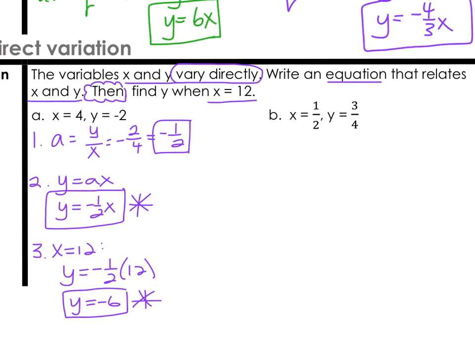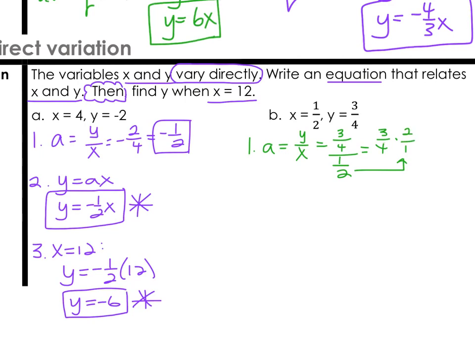To show that these model direct variation, let's first calculate our constant by doing Y over X. Now remember, anytime we have a fraction divided by a fraction, we use the keep, switch, flip rule. Keep the top fraction, change divide to multiply, and then flip that bottom fraction, 2/1.